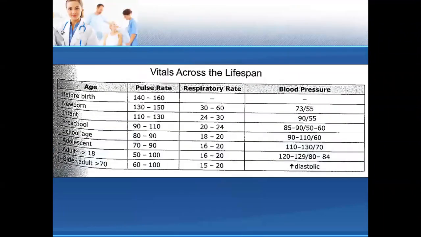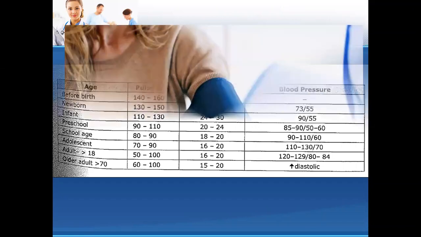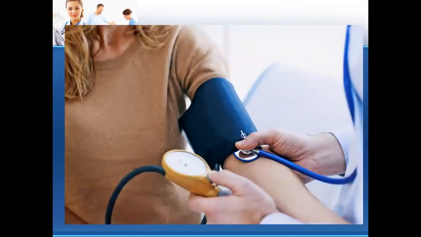Here you can see the blood pressure also fluctuates with the age group. In case of an adult person, it is 120 to 130 systole over 80 to 84 diastole. In a newborn or infant, the blood pressure is 90 over 55 millimeters of mercury. This is the unit, right?